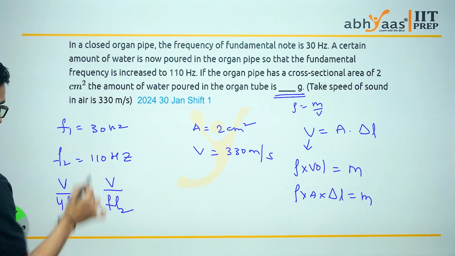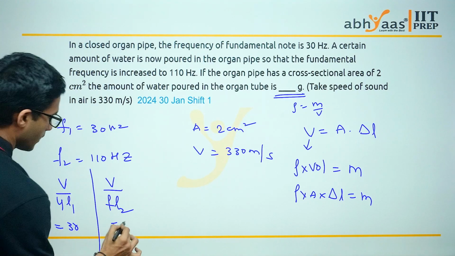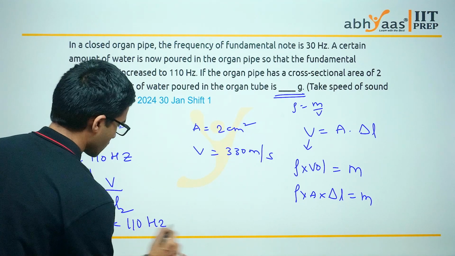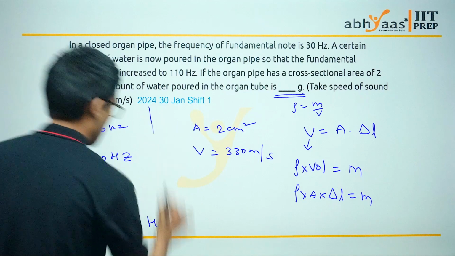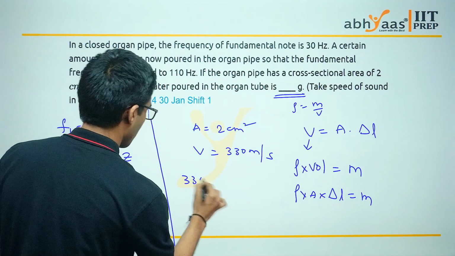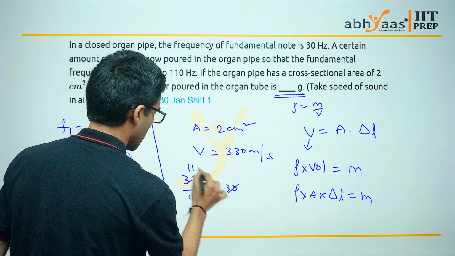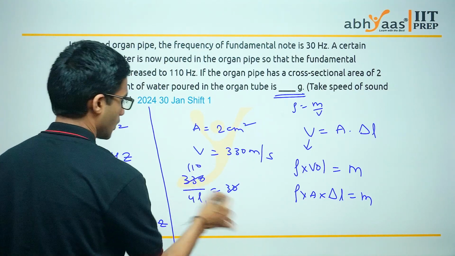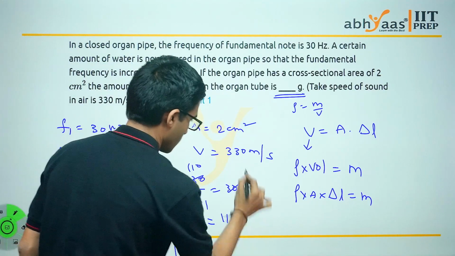V by 4L1, that is what? 30. Okay, this is 110. And 4, 110 H, that is also given. So now V is 330. Okay, I'll write properly: 330 by 4L1 is equal to 30. Cancel 110 and you will get, so now the 0 is also cancelled, 11 by 4. L1 equal to 11 by 4.